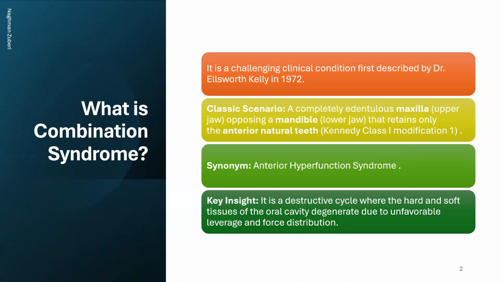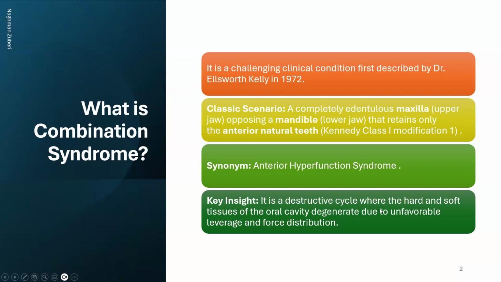So, the classic scenario of combination syndrome is a patient having a completely edentulous maxilla and a mandible which retains only the anterior teeth, that is Kennedy's class 1. So it could be modification 1, it could be modification 2, but Kennedy's class 1. Well, the other term which we use for this problem is anterior hyperfunction syndrome.